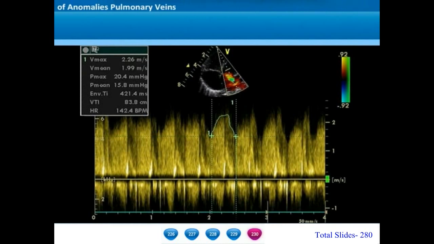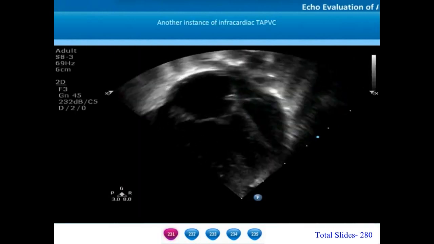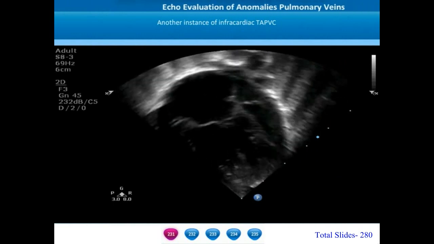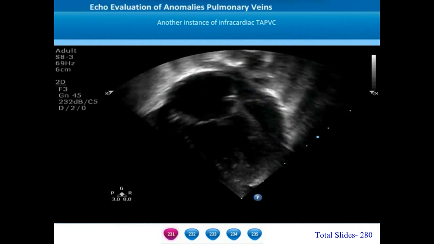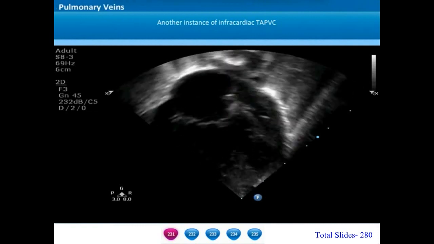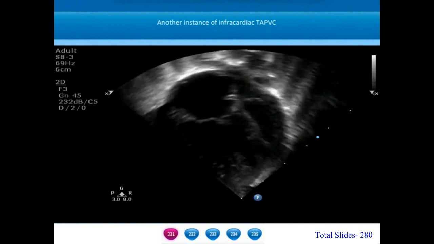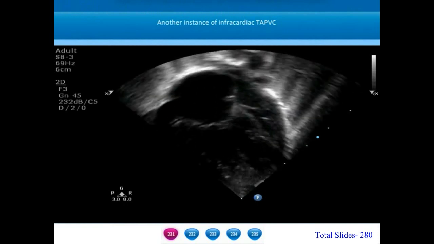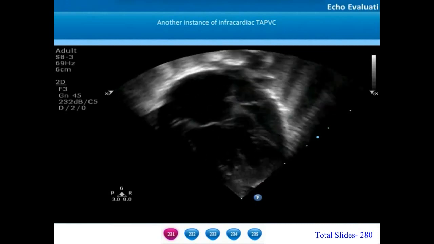On a spectral Doppler evaluation, we find that there is a mean gradient of close to 16 millimeters of mercury across this anastomotic obstruction. Most patients with intracardiac TAPVC will be very sick due to very severe pulmonary arterial hypertension. The second example of intracardiac TAPVC shows a dilated right atrium and right ventricle with markedly impaired right ventricular systolic function, an indicator of the severity of pulmonary arterial hypertension.